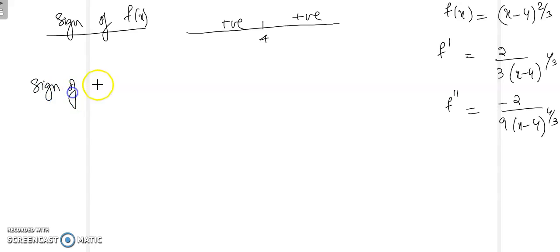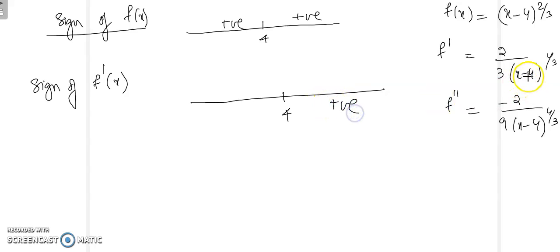Now let us look at the sign of f dash of x. Again let us take 4. For the sign of f dash, greater than 4 it will be positive, and less than 4 it will be negative. So that will be the sign of f dash. Here it is going to be decreasing and here it will be increasing. 4 is a critical point, since f dash is not defined at x equal to 4. At the critical point the function goes from decreasing to increasing, so there will be a minimum there. So x equal to 4 is a local minimum.